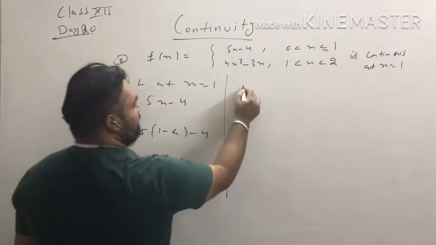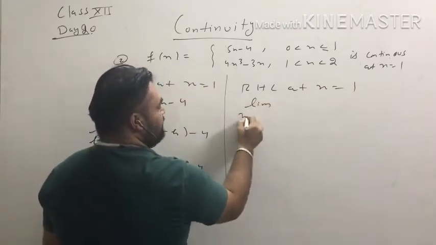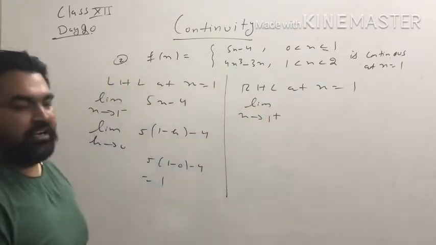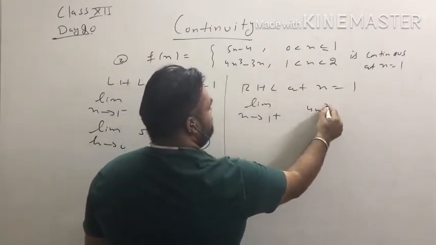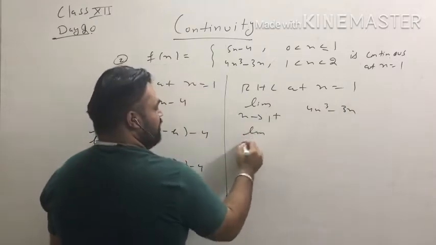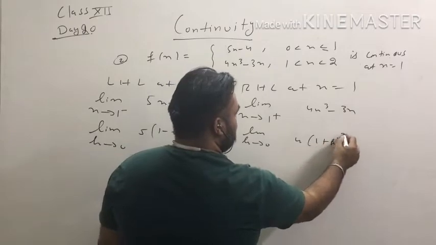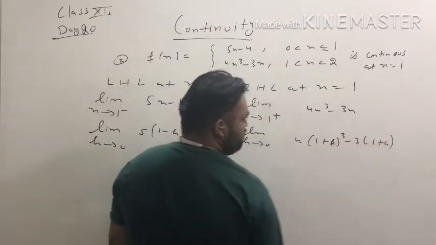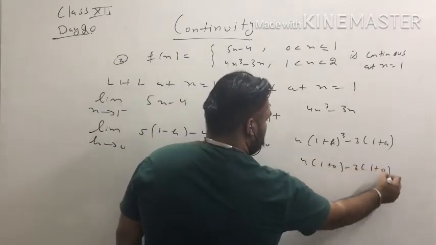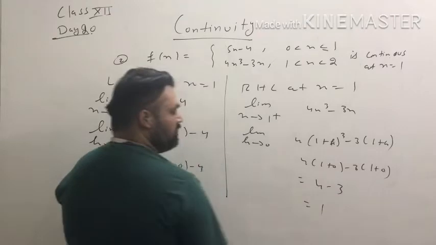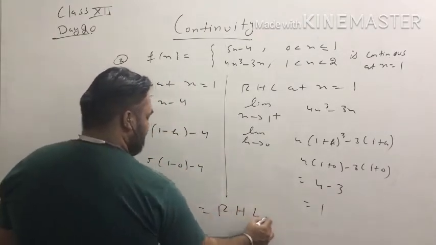Now right hand limit at x equals 1. Right hand limit means x tends to 1 plus. Now 1 plus means we take the value x greater than 1. Now limit h tends to 0, 4 times (1 plus h) cube minus 3 times (1 plus h). Put the value h equals 0. This becomes 1. So we can say left hand limit equals right hand limit.